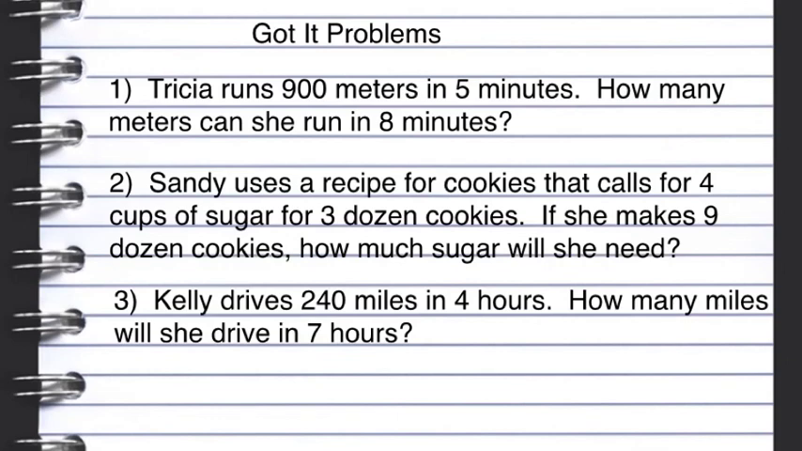Okay, here are your 3 got it problems. There might be enough room at the bottom of your notes to do them. If there's not, just use a separate sheet of paper. But you're going to need to set up a proportion. Make sure you have labels so you know how to label your answer. Make sure you use cross products to solve for your answer, and then you'll need to divide by that number in front of x to get your final answer. Put a label on your answer, and we will check these tomorrow.